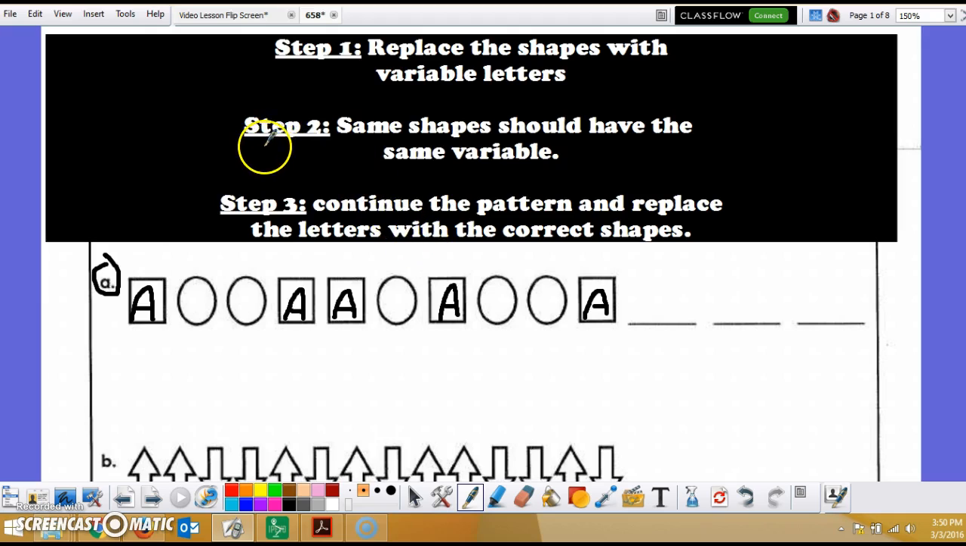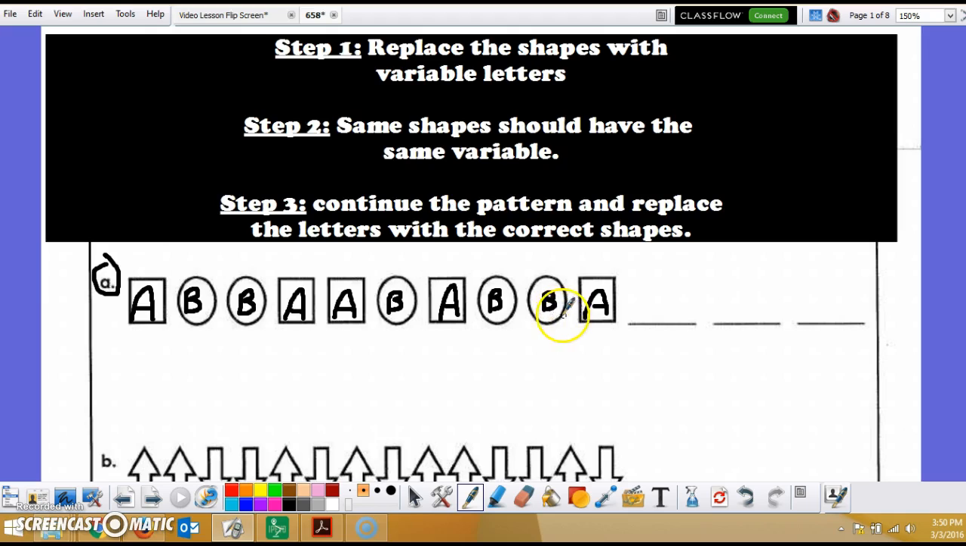That's actually step 2. The same shapes should have the same variables. In this case, the only other shape that I have is a circle. So I am going to make that a brand new variable. The circle cannot be the same variable as rectangle because the variables represent different shapes. So the circle is B and the rectangles are A.